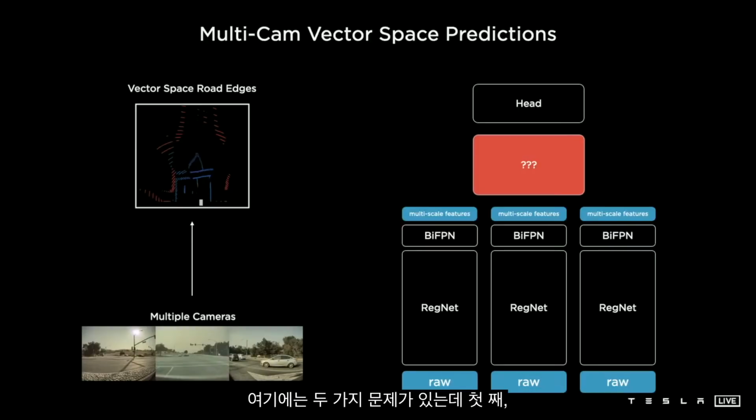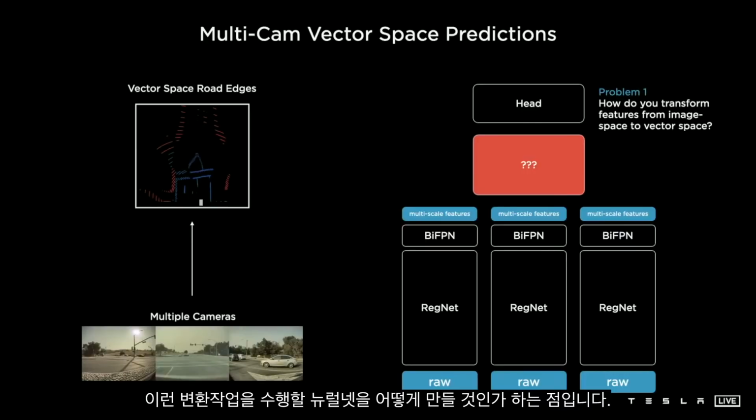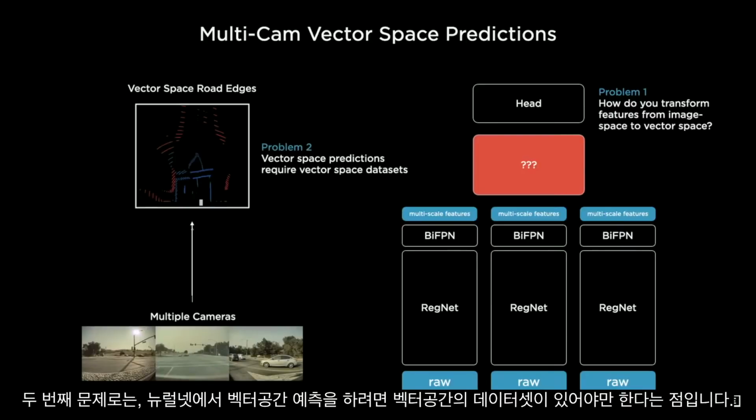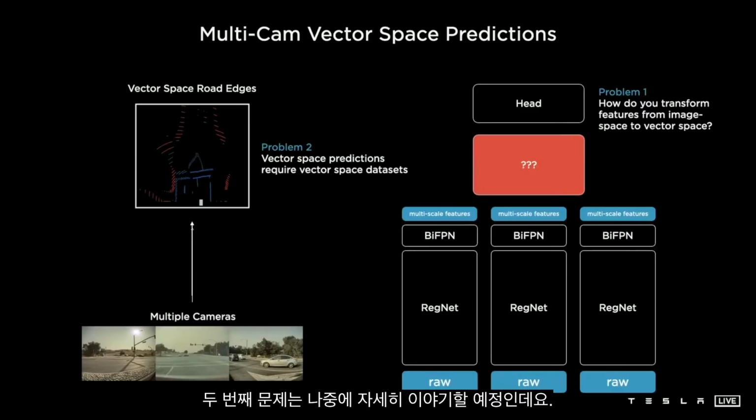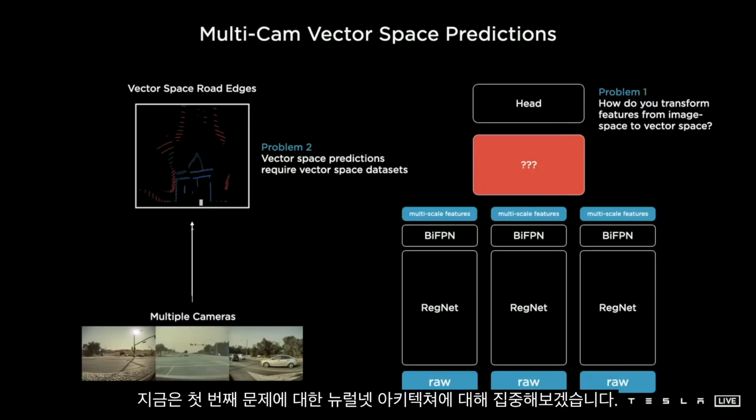Now, there are 2 problems with this. Problem number 1, how do you actually create the neural network components that do this transformation? And you have to make it differentiable so that end-to-end training is possible. And number 2, if you want vector space predictions from your neural net, you need vector space data sets. So just labeling images and so on is not going to get you there. You need vector space labels. We're going to talk a lot more about problem number 2 later in the talk. For now, I want to focus on the neural network architectures, so I'm going to deep dive into problem number 1.